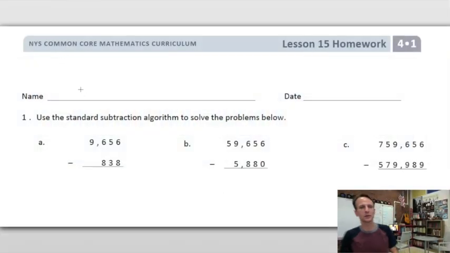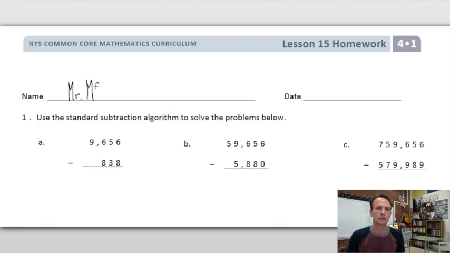Homework time. Here we go. Yes, homework time. All right, well, let's start by putting your name at the top of your paper. Make your deal. I'll put my name, and you put yours. And you write today's date, and I will write today.